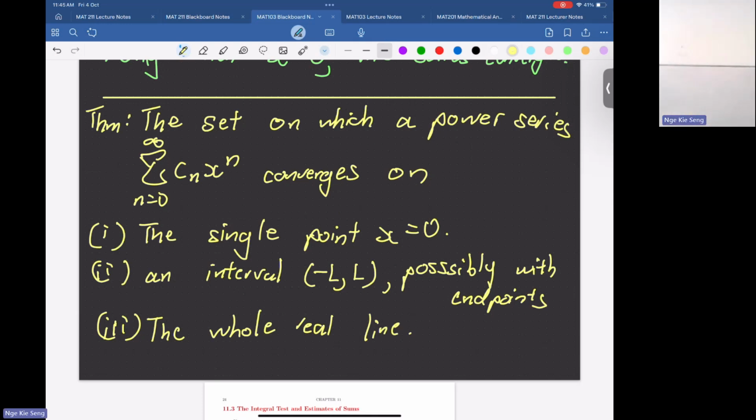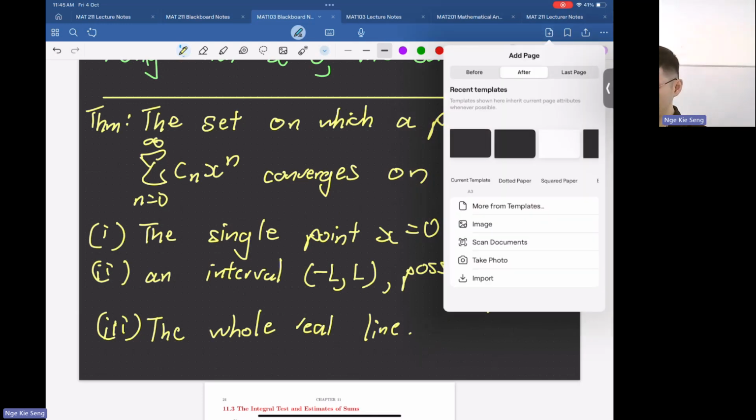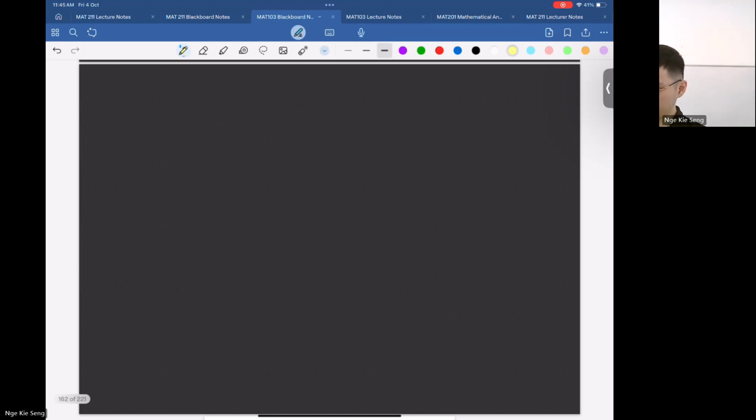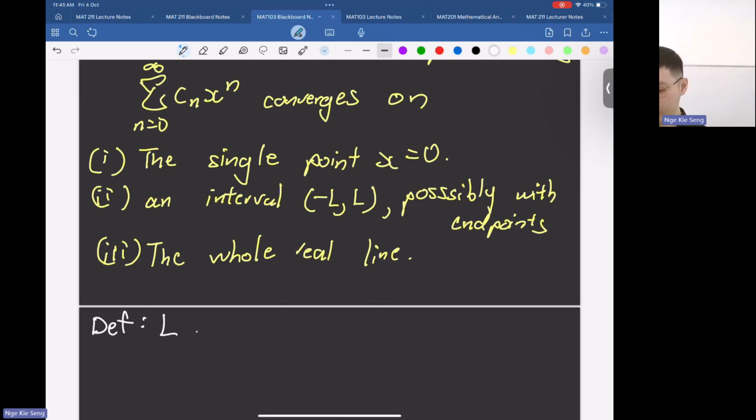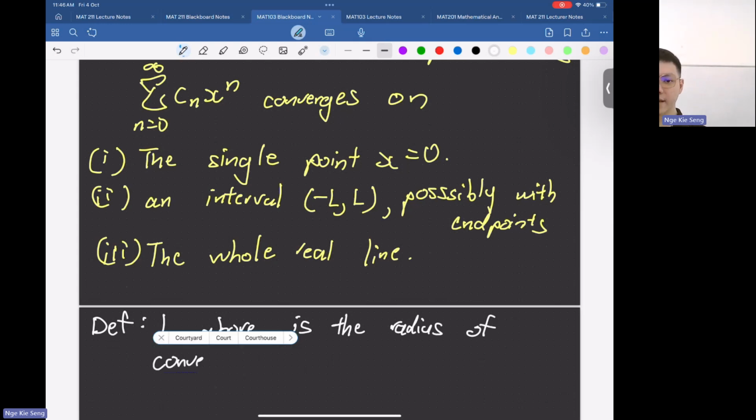So really, the game we play for power series is the Cn. What kind of Cn can we put? In this case, we will define some terminology. We'll define that the L above is called the radius of convergence. Can you imagine why it is called the radius?